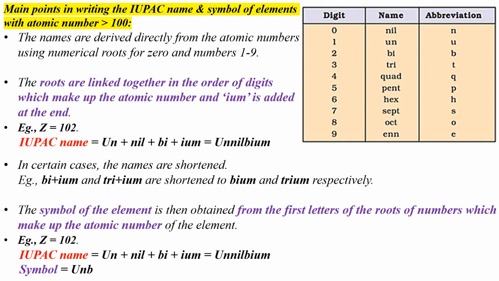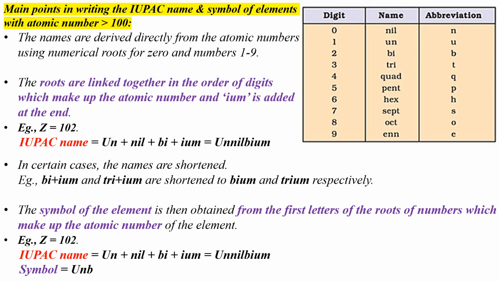Clear? The roots are linked together in the order of digits which make up the atomic number, and the suffix ium is added at the end in order to write the IUPAC name of the elements with the atomic number greater than 100. Suppose we need to write the IUPAC name of the element 102. Atomic number of the element is 102. We know that the roots corresponding to 1, 0 and 2 are un, nil and bi respectively.